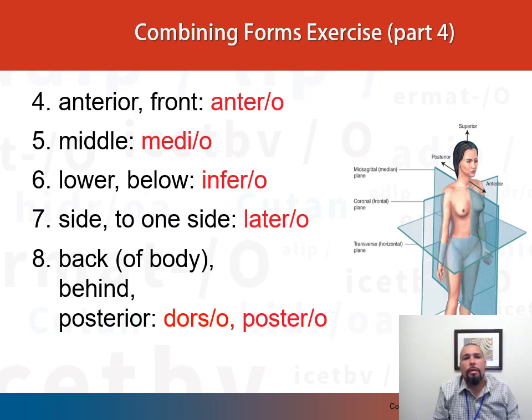Combining forms exercise, we got, for example, anterior, front, antero whatever, and then the rest of the word. The middle, medial malleolus. Lower or below would be inferior, and then the rest of the word. Same thing for side. Side would be lateral, when you're talking about going side to side. Towards the back of the body will be your posterior side, will be your dorsal. So dorsiflex is when you're having your foot and kind of putting it back.